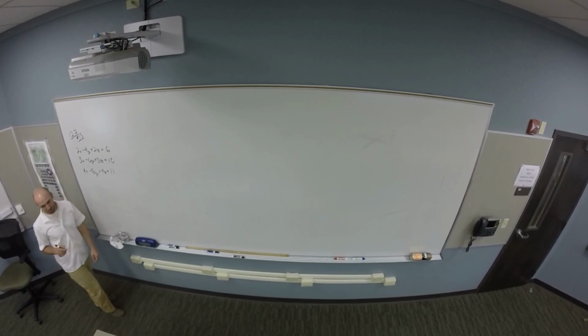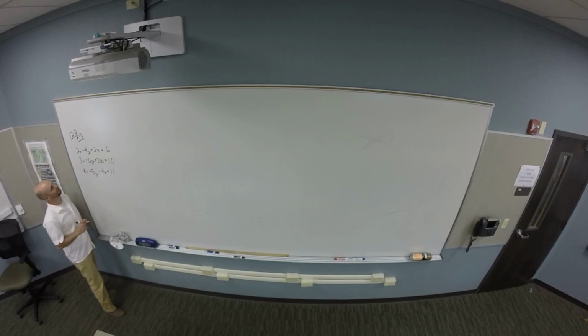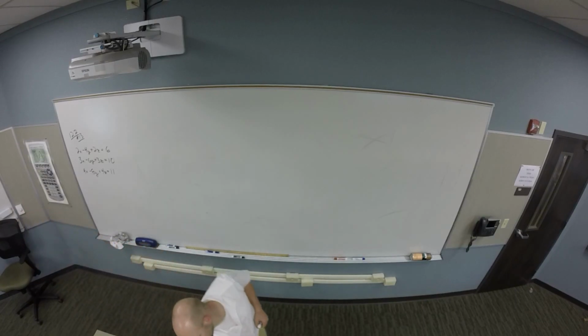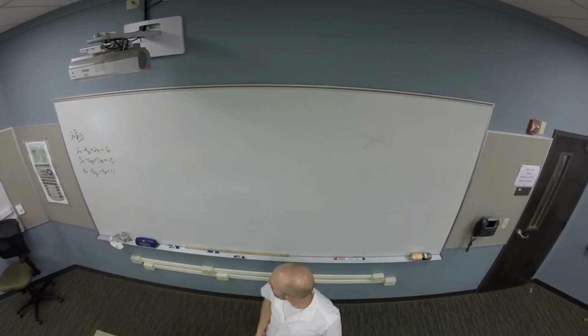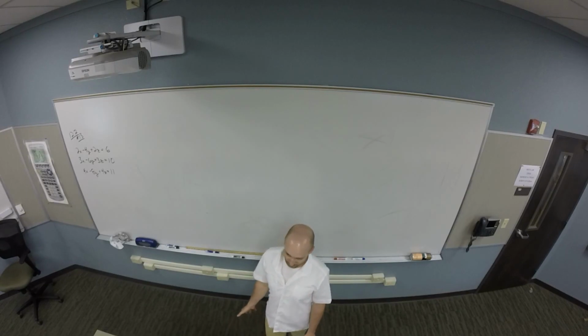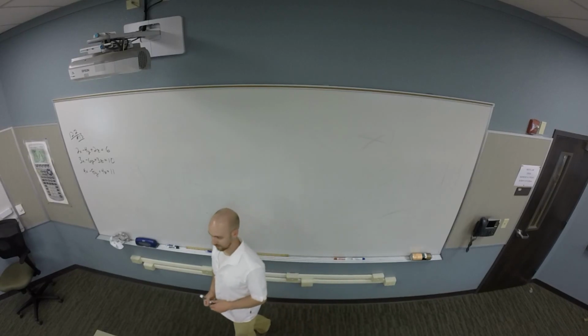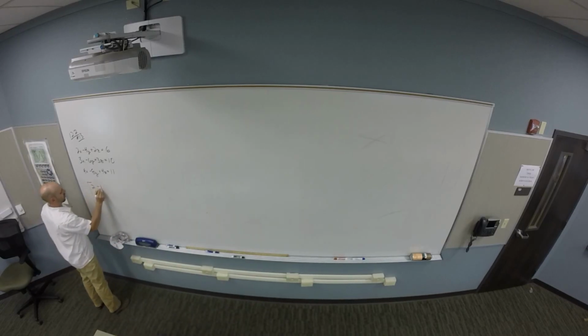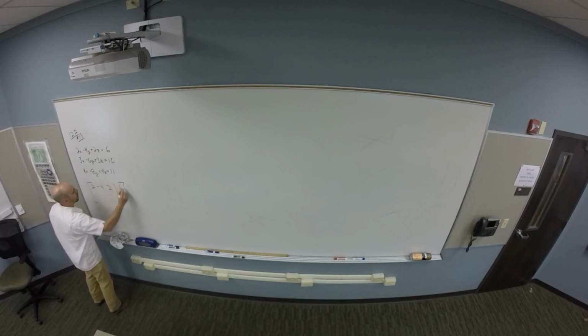All right, let's do 12.2, number 13. So we have 2x plus 4y plus 2z is 6. 3x minus 6y plus 3z is 10. 4x minus 8y plus 4z is 11. Can you convert this to a matrix for me? Sure. 2, negative 4, 2, bar 6. Cool. That works out.